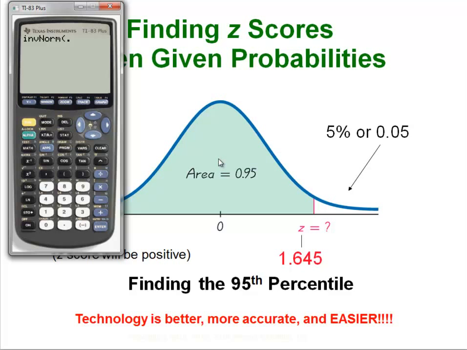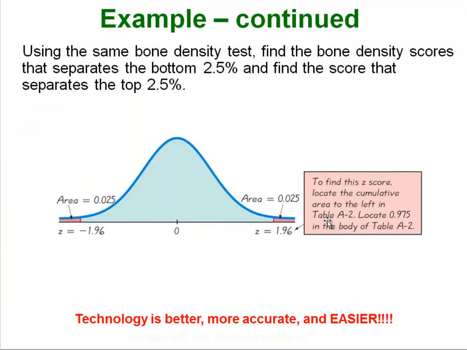So let's just do 0.95, and you'll see that if I don't put comma mean, comma standard deviation, if I just give it this, it assumes the 0 and the 1, and voila, there it is, 1.644 and so on. Much more accurate than 1.645, but it would round to the same thing if we actually rounded to 3 decimals.